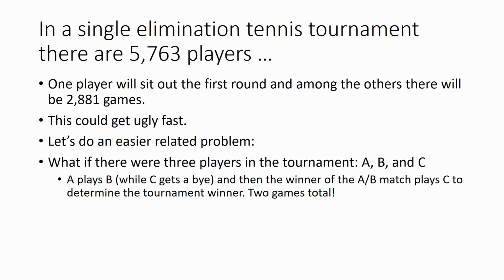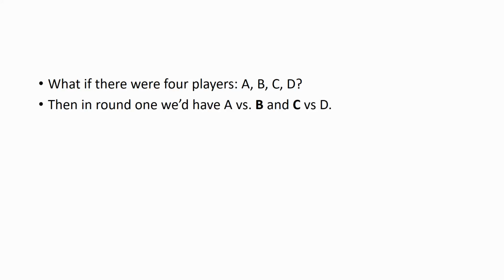What if there were 4 players, A, B, C, and D? Well, then in round 1 we'd have A versus B, and we'll say that B won, and C versus D, and we'll say that C won. Then in round 2 we'll have B versus C, we'll say B was the winner. But notice we needed a total of 3 games: A versus B, C versus D, and B versus C.